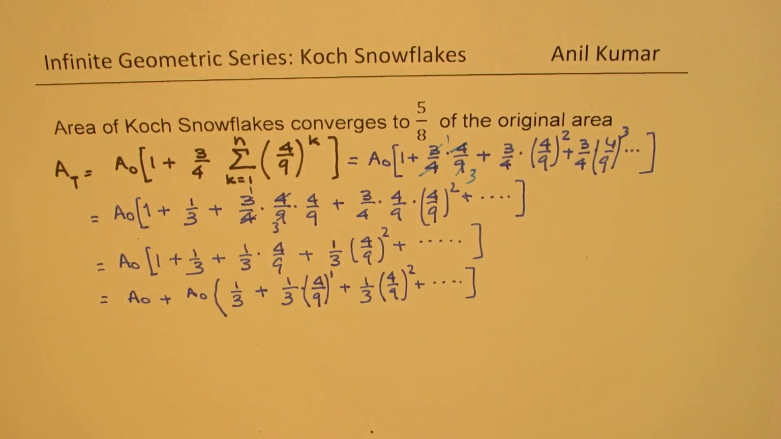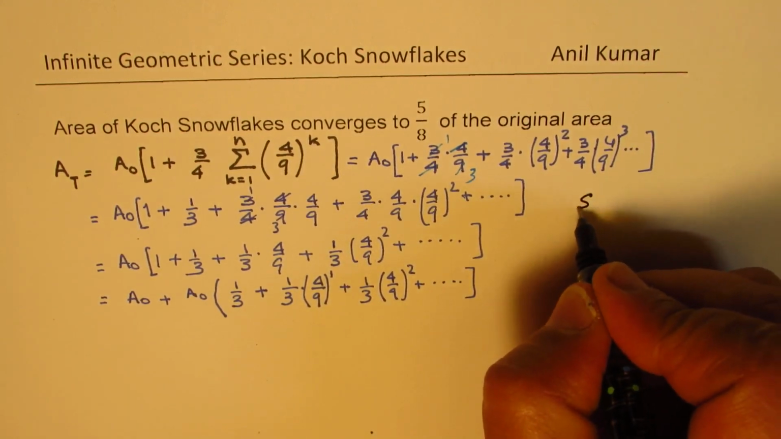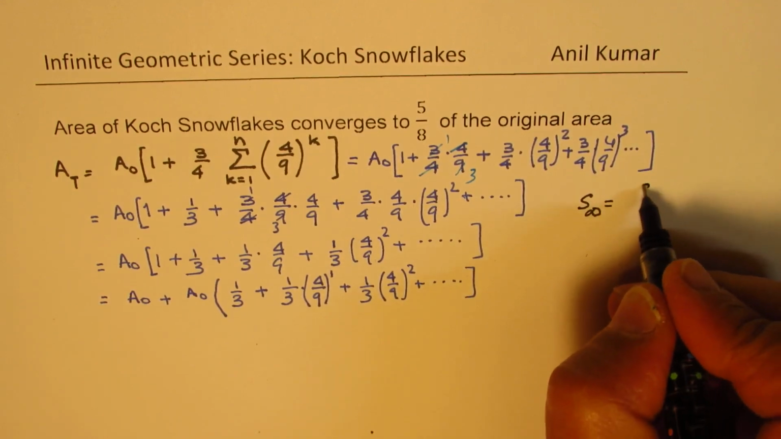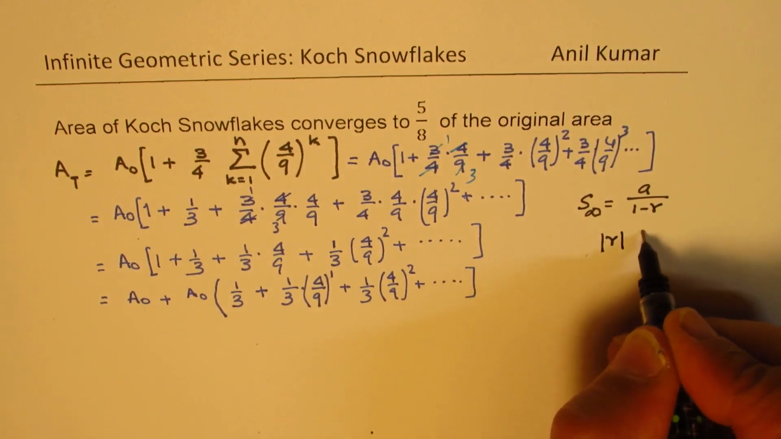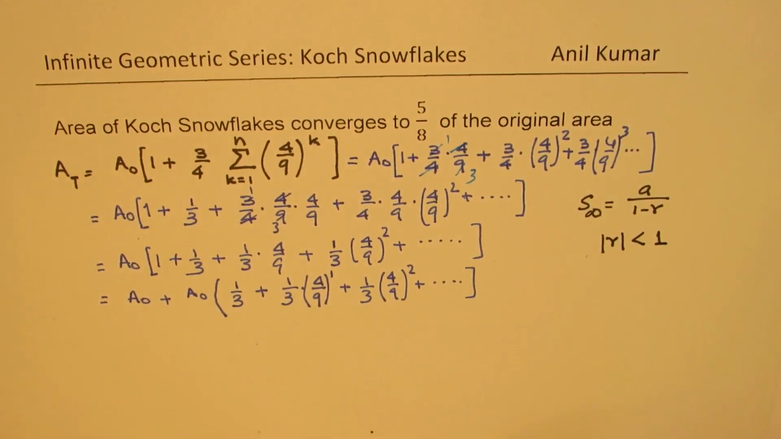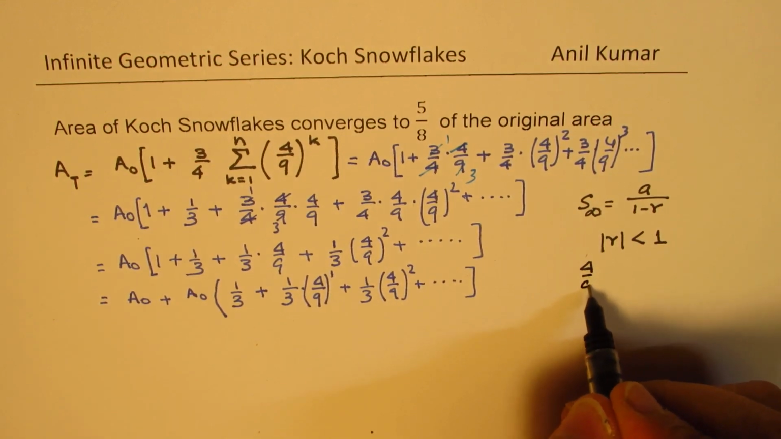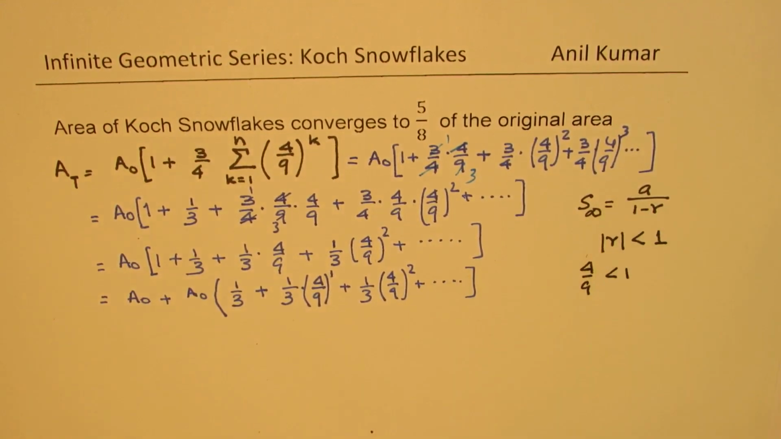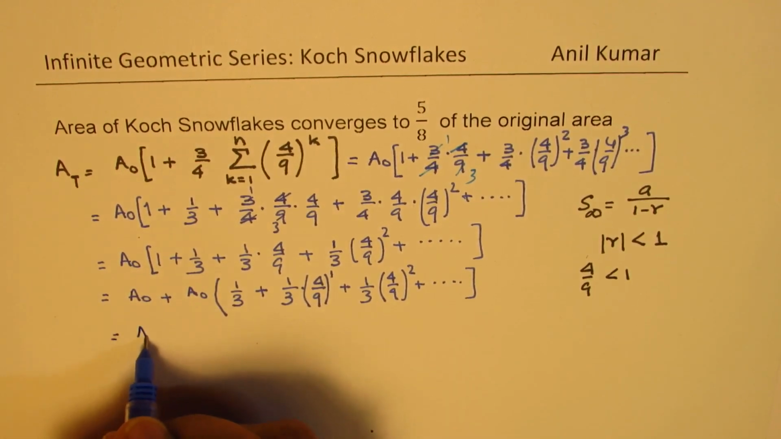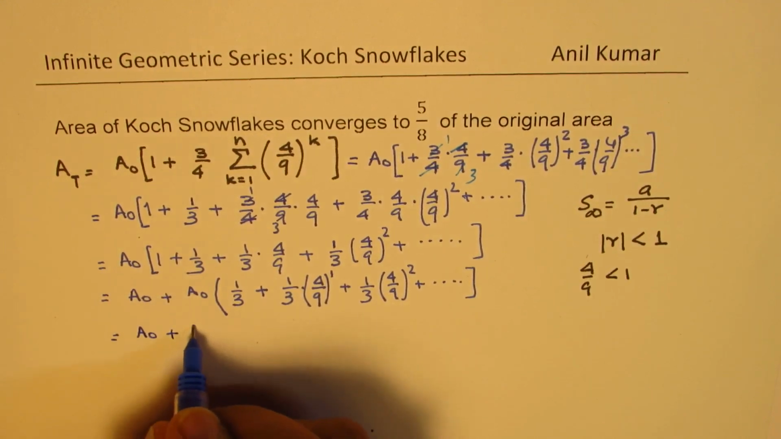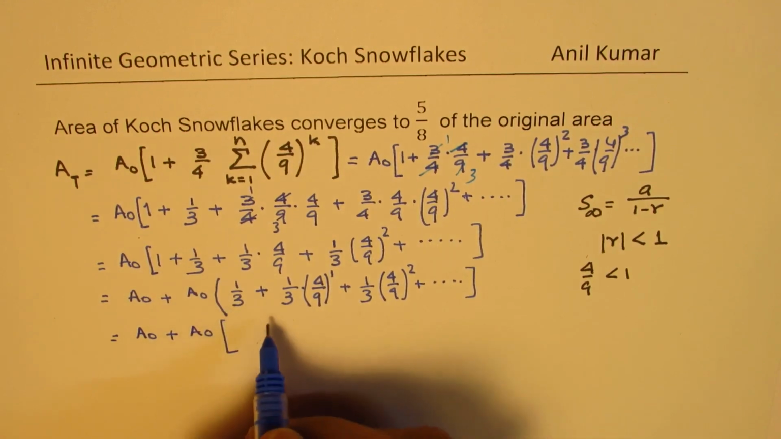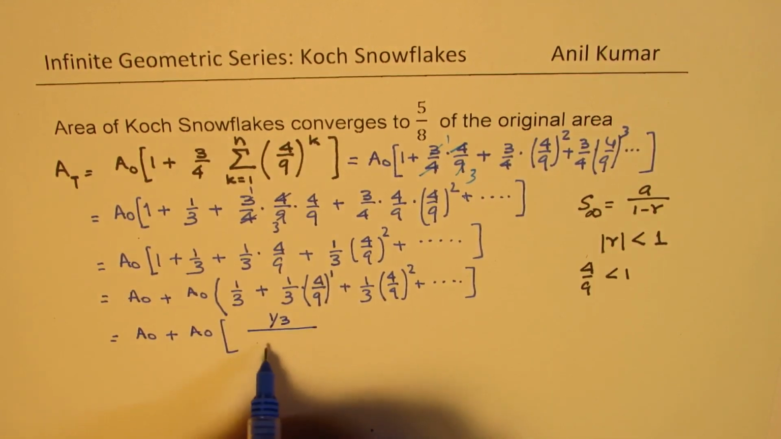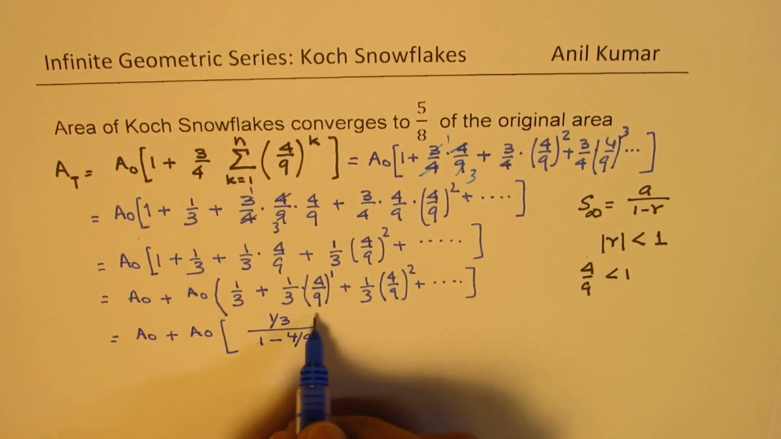Now for the sum of an infinite series, we know the formula that the sum of an infinite series is basically equal to A over 1 minus R, provided that the absolute value of R is less than 1. So in our case, we have 4 over 9 and that is less than 1, and therefore we could use this formula. Is that clear? So applying this formula, we get the original area plus this series. Here the term A is 1 over 3. So 1 over 3 over 1 minus 4 over 9.